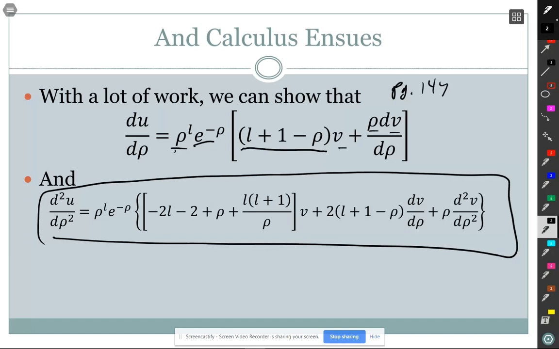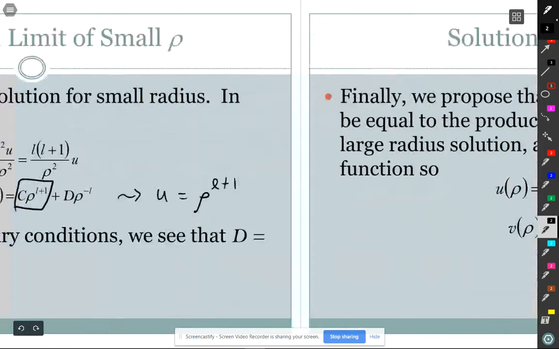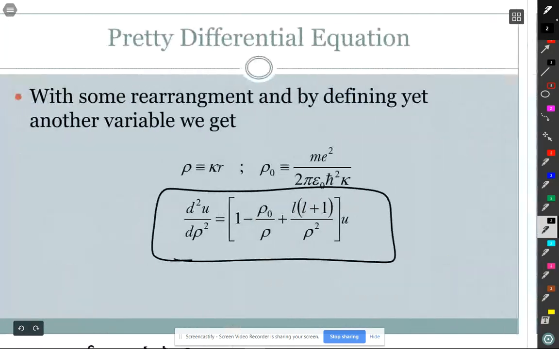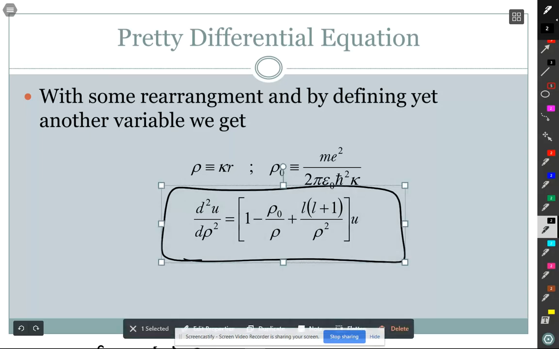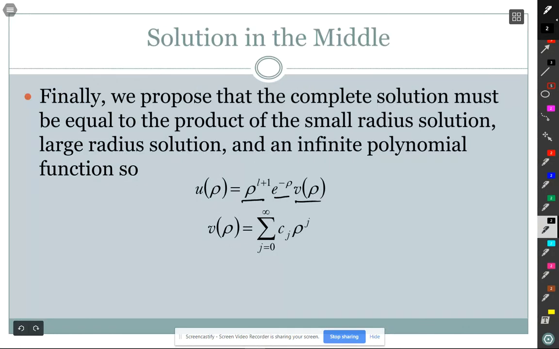I think I'm funny, by the way, when I make these slides and I put titles and calculus ensues. Every now and then I put something up there that said math that is hard, not math is.